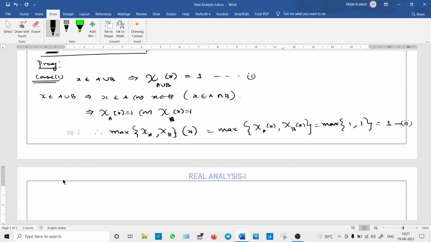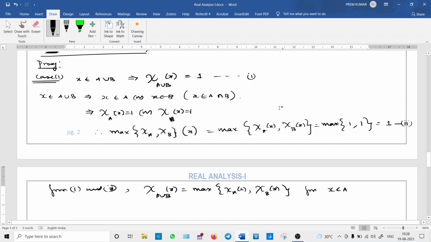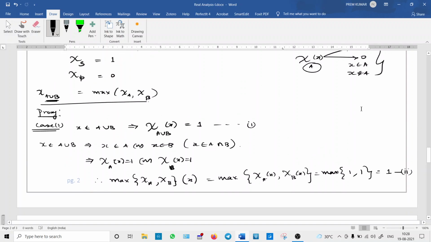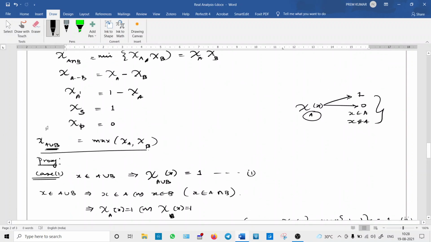So from 1 and 2, what can we conclude? From 1 and 2 we get that chi A union B of x is nothing but the maximum of chi A of x comma chi B of x for x belongs to A, sorry, x belongs to A union B. So if x belongs to A union B, this result is true.